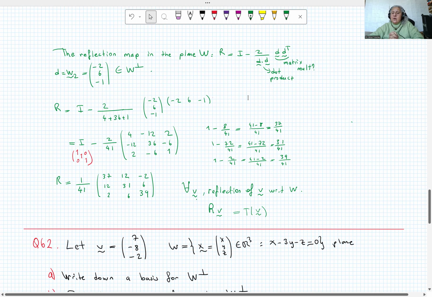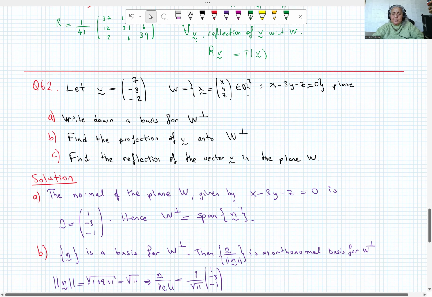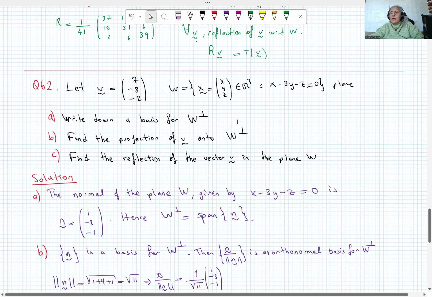So that's another way to look at the reflection formula. You need to know it. Quickly, another example. This will be in the same line.